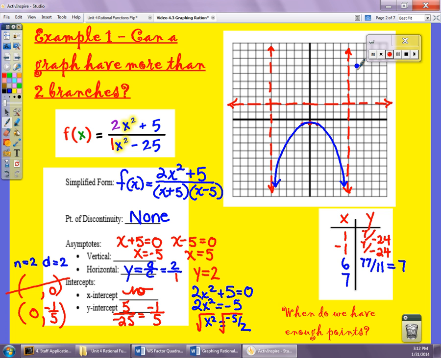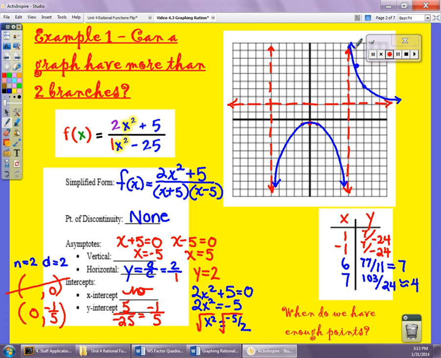Let's plug in 7 and see what happens. 7 squared is 49 times 2 is 98 plus 5 is 103, divided by 7 squared, 49 minus 25 is 24. Well, that's approximately 4, a little bit more. So at 7 on the x-axis, we'll be at a little bit more than 4. Now we have 2 points. If we just connect those 2 points and approach our asymptotes, we will have the branch on the right side.